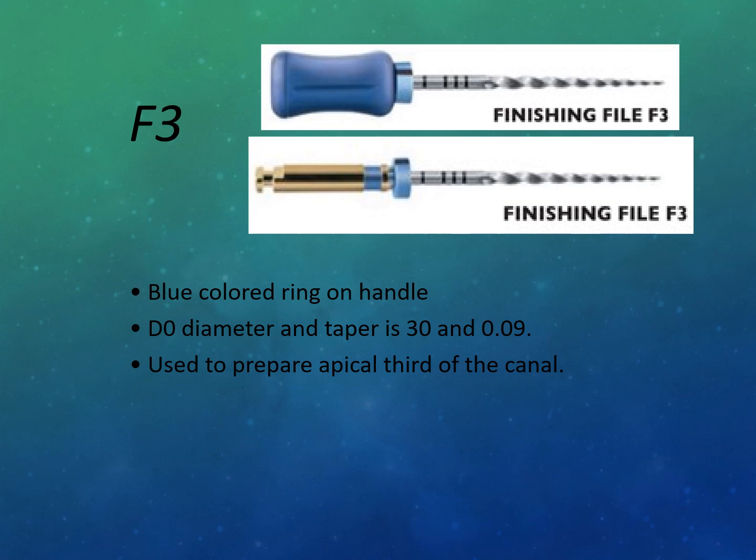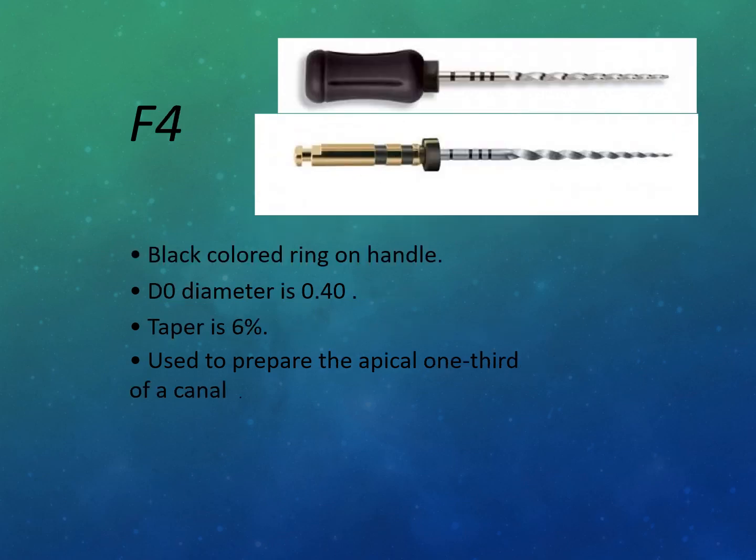And this is used to prepare the apical third of the canal. And F4, the tip diameter is 40, same like your 40K file. You can correspond for easy remembrance. And black colored ring on handle, taper is 6%. From F1 to F5, it is simply used to prepare your apical 1/3 of the canal.